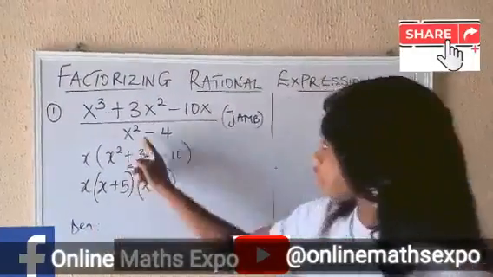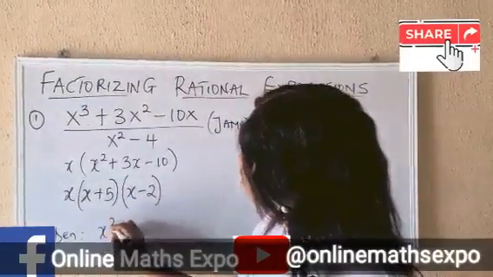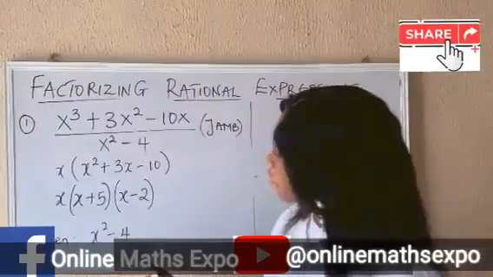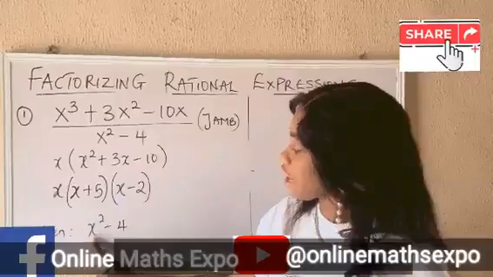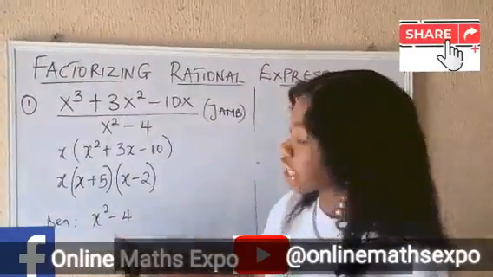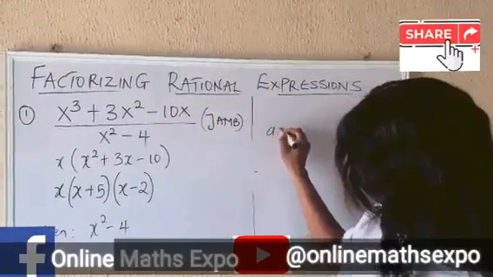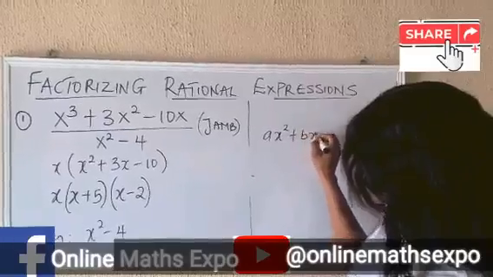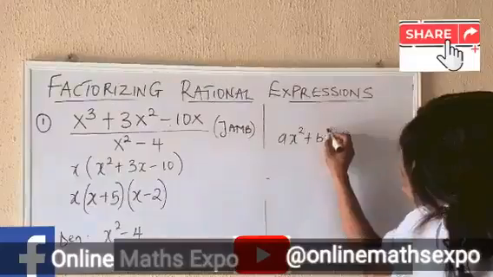I hope you are still following. For the denominator we have x squared minus 4. Remember, this is quadratic, but even at that, we cannot easily factor this. There is a formula we use because the middle term is not there. Just watch. A quadratic expression should be x squared plus bx plus c. So if you look at this, you discover that the middle term is missing.